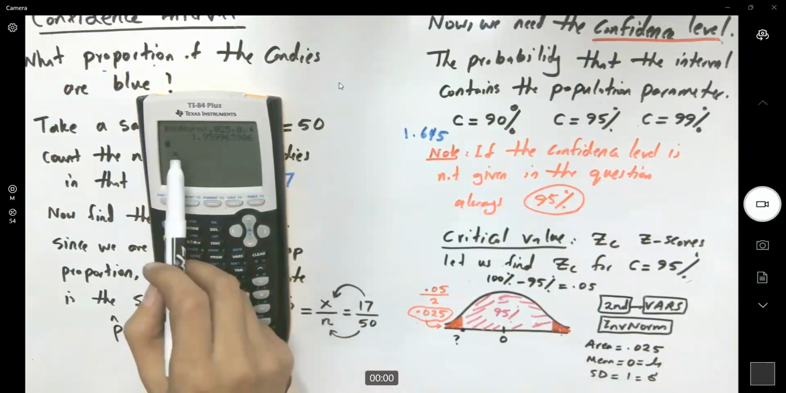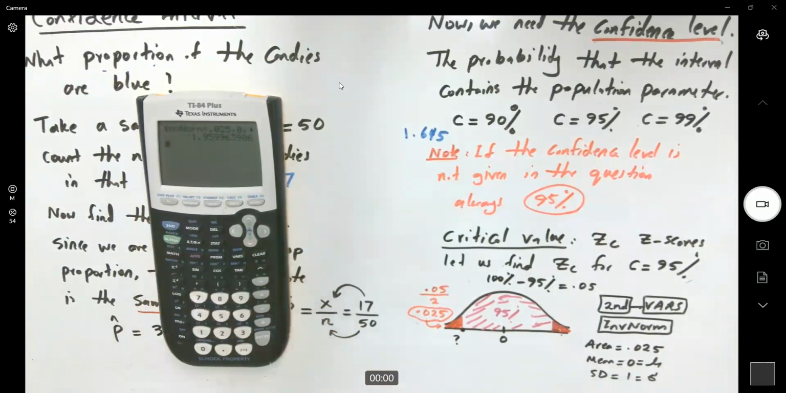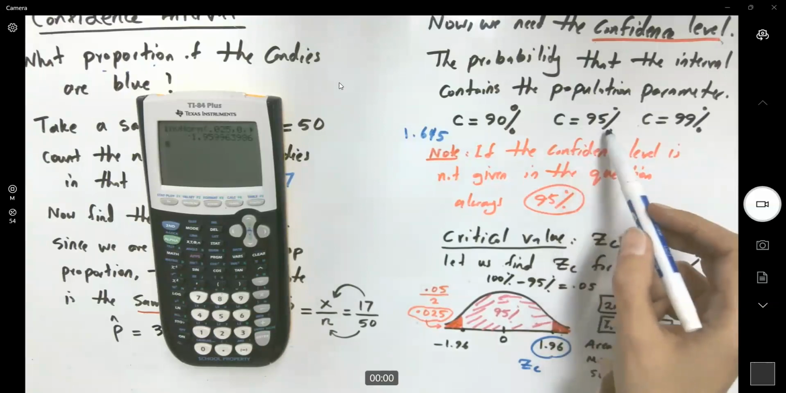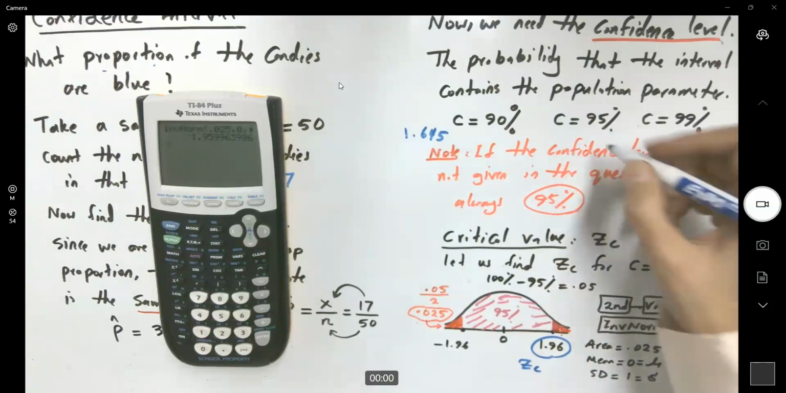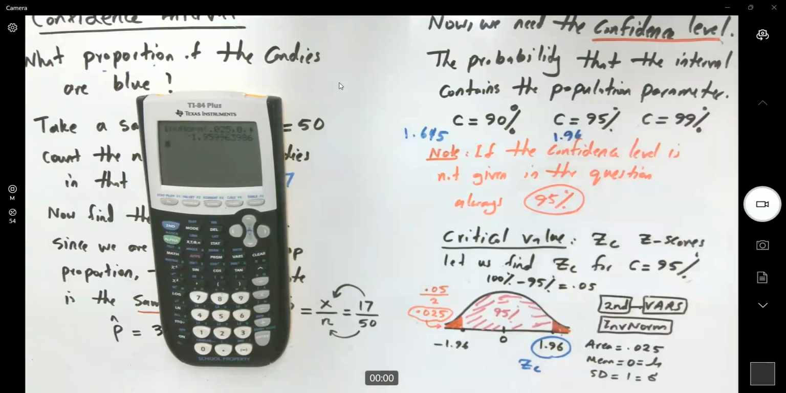The z is negative 1.96. Because of symmetry, on the right-hand side, you have a positive 1.96, which is your critical value. This is my z. So the critical value for confidence level 95% is 1.96. These are your critical values, so ZC.